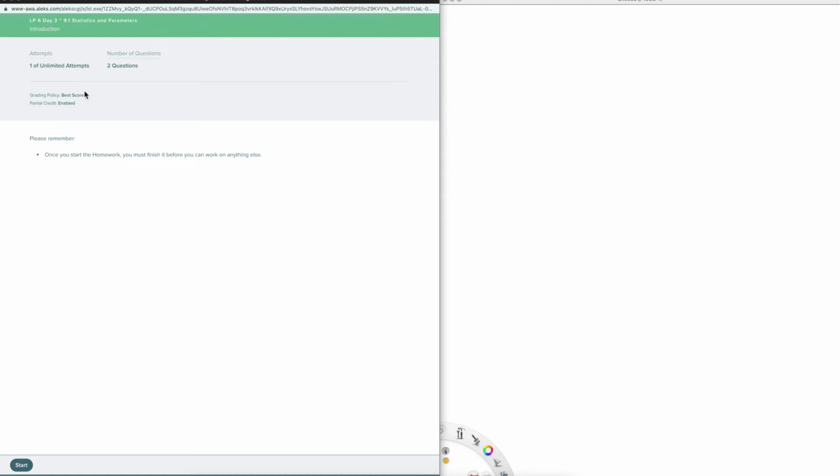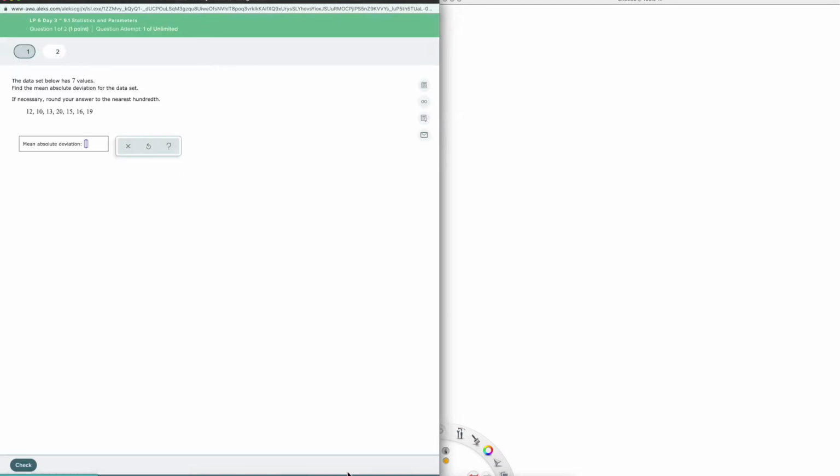And partial credit's enabled, so if you answer 1 or 2 questions correctly, you get credit for the one question or however many you answered correctly. Down here it says, please remember once you start your homework, you must finish it before you can work on anything else. So that means that once I click start, down here in the bottom right corner, you will see the submit assignment button. You don't see it on my screen here, but you will see it on your student side. And you want to click this button for 2 big reasons.